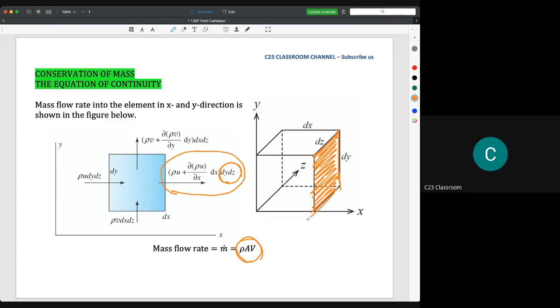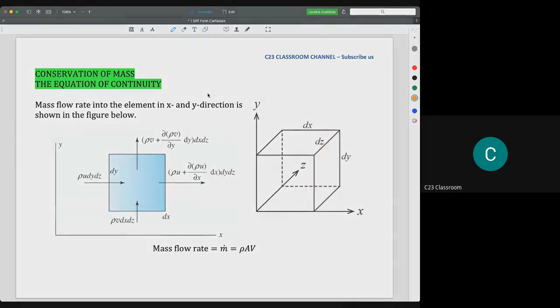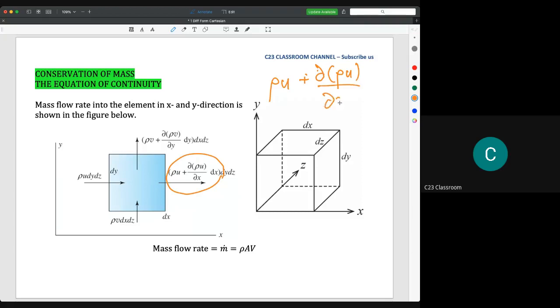So ia membawa maksud bahawa area untuk inlet dan area untuk outlet tidak akan berubah. Okay. Dan terms di belakang ini menunjukkan perubahan yang berlaku di dalam density dan juga velocity. Itu sebab kita menulis di dalam terms ini sebagai rho u campurkan dengan del partial differential untuk rho dan u del x pada paksi x dan dx.